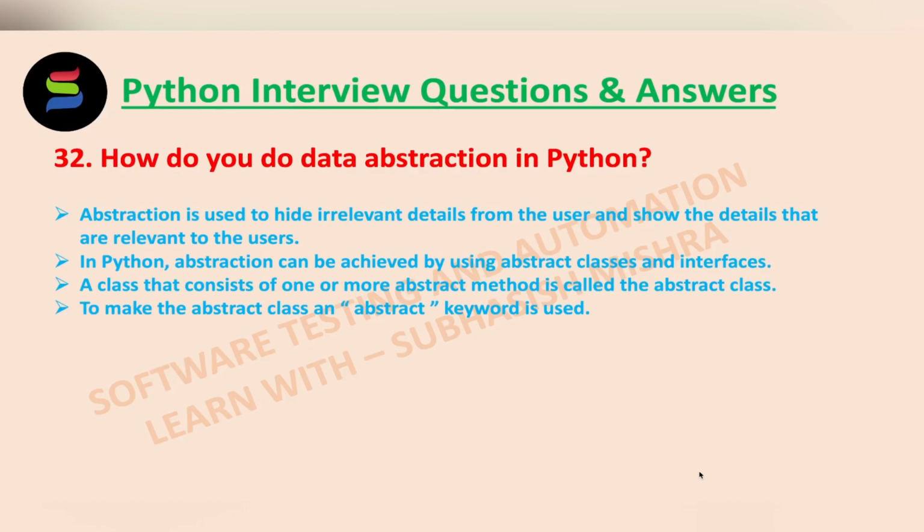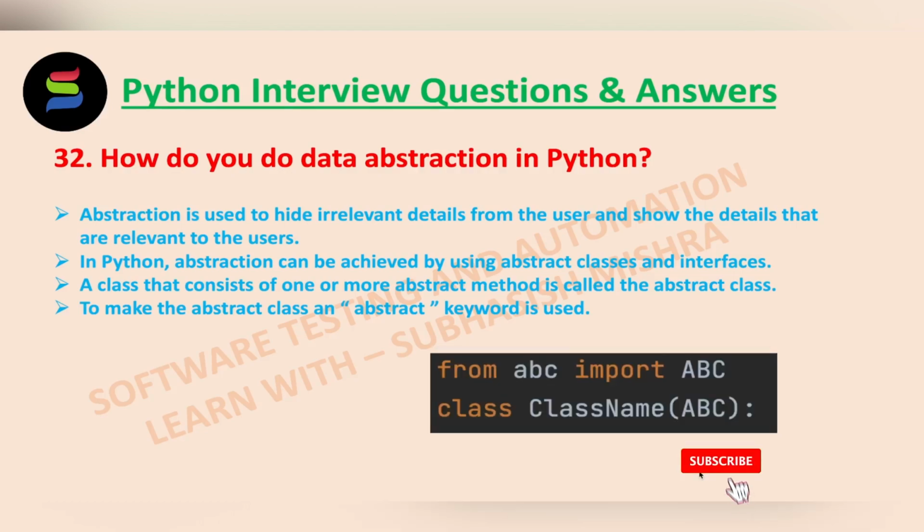A class that consists of one or more abstract methods is called an abstract class. Abstract methods do not contain their implementation. Abstract classes can be inherited by the subclass, and the abstract method gets its definition in the subclass. To make the abstract class, an abstract keyword is used. So, Python provides the ABC module to use abstraction in the Python program. Here you can see we are using the ABC module.